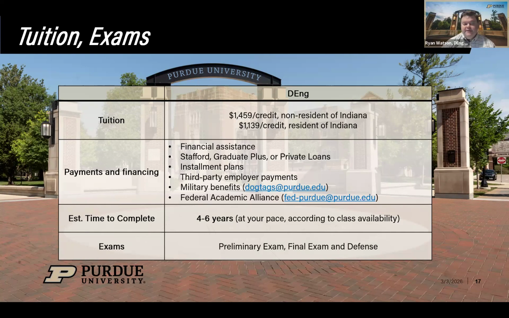If you do have military benefits, we have the Veterans Success Center. That's for veterans and active duty military. That is at an email address that is here on the screen. If you're just listening today, it's dogtags@purdue.edu, DOGTAGS at purdue.edu. Feel free to reach out to them anytime.